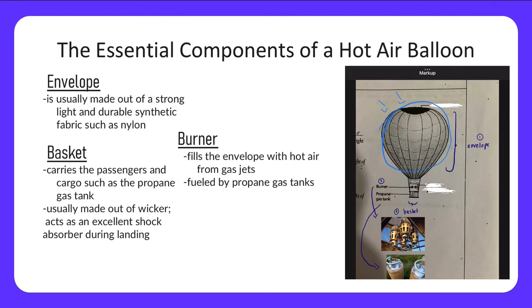The second part is the basket. The basket is important for a hot air balloon as it allows the hot air balloon to carry its passengers and cargo, such as the propane gas tank. It is usually made out of wicker, which acts as an excellent shock absorber during landing.